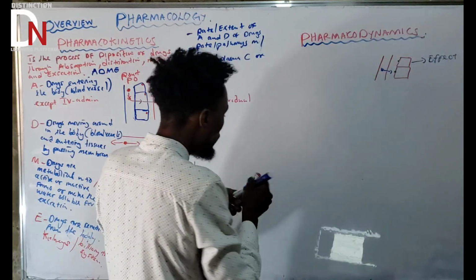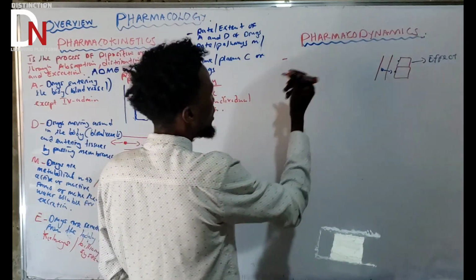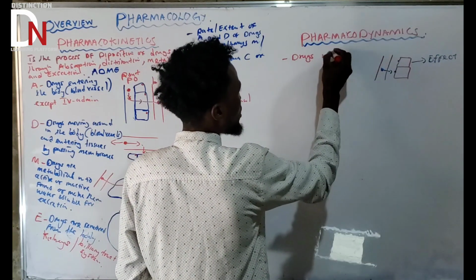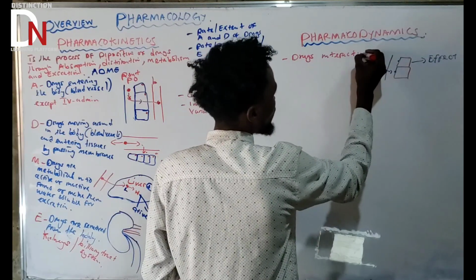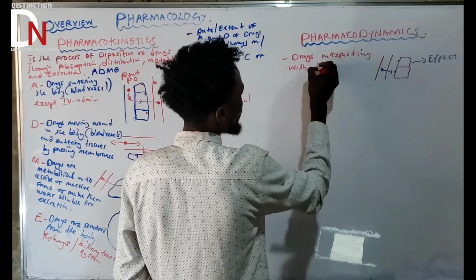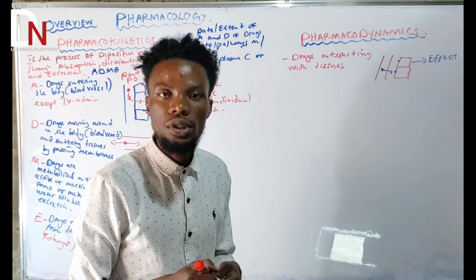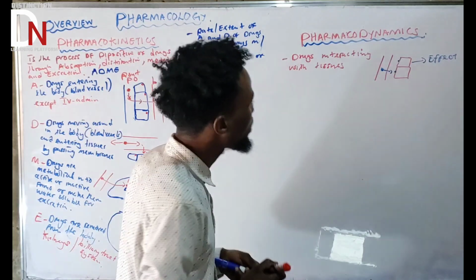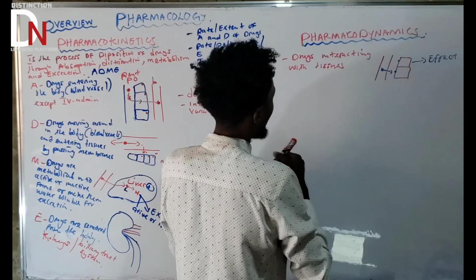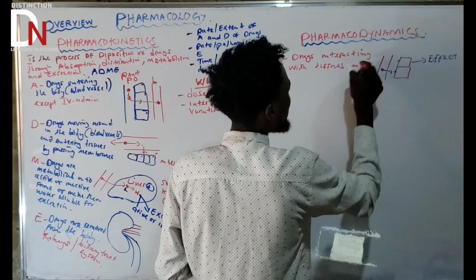What's the major point we need to understand here? Pharmacodynamics just talks about drugs interacting with tissues of different organs. After interacting with tissues from those different organs, what effect are we expecting? So, drugs interacting with tissues, producing what?